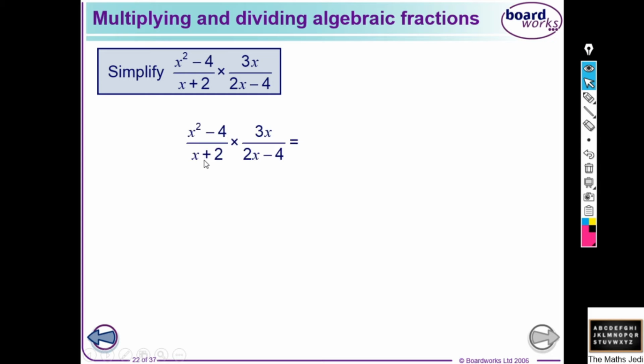Similar example, notice the difference of 2 squares on the top. So x plus 2, x minus 2, 3x here, x plus 2 and 2x minus 4. They're dividing through on the bottom by 2 here, and they can see cross cancellation can happen quite quickly.